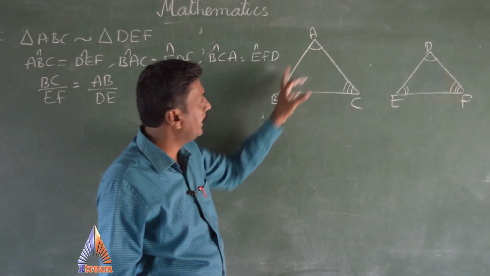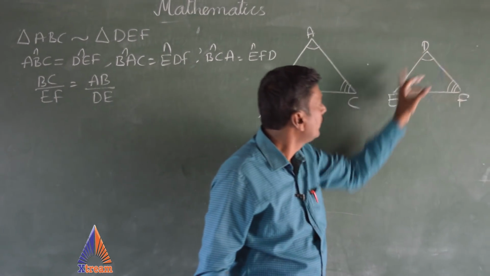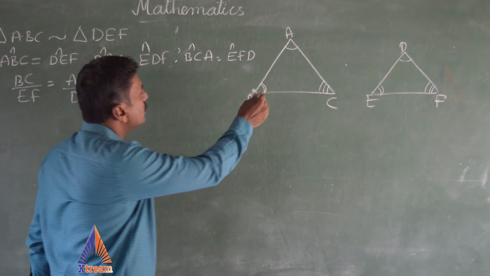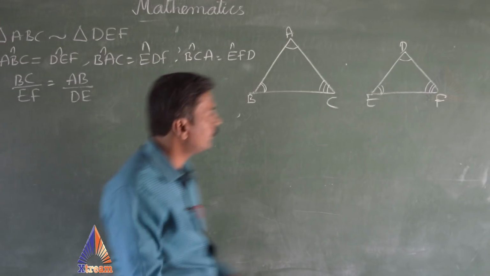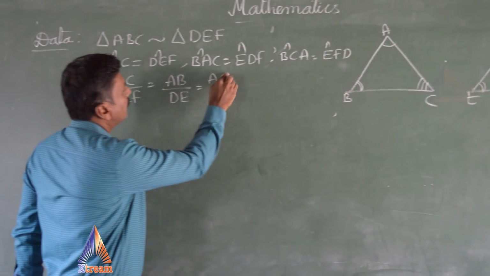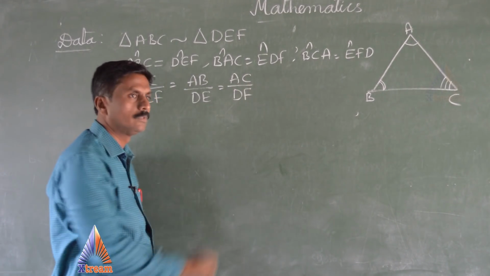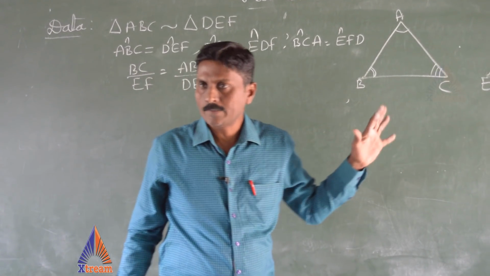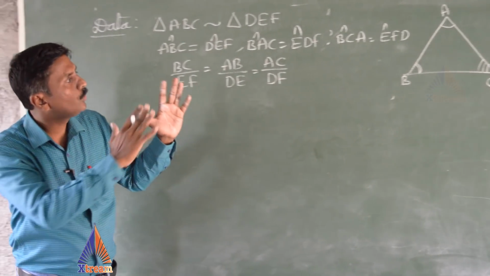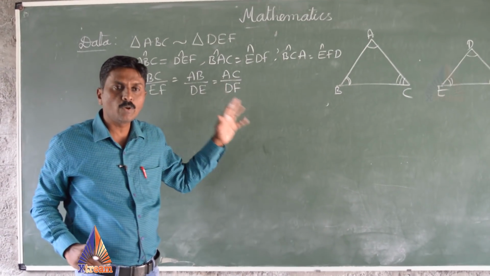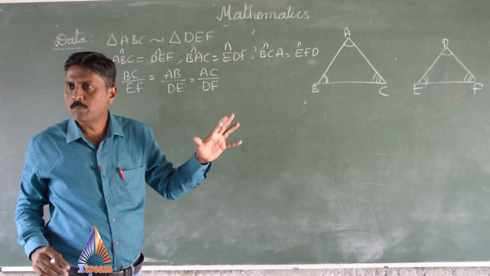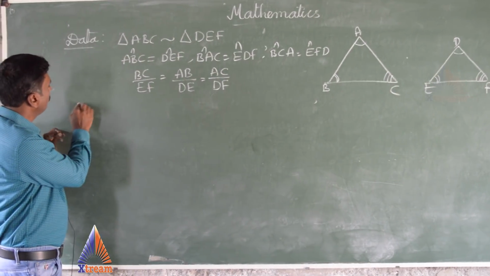Now ABC and DEF. What is the side opposite to ABC? AC, and here DF. AC by DF. So this is data. The two triangles are similar triangles. We have listed the corresponding sides as well as corresponding angles.